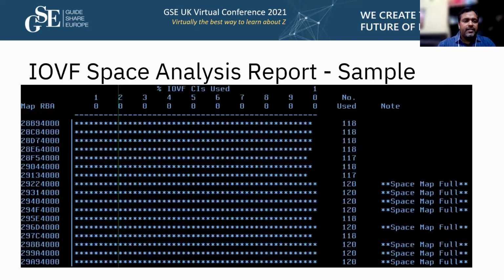Okay, this is an IOVF space analysis report. It just gives us a snapshot of how the IOVFs are being used, and we can see that almost all the IOVFs present on this snapshot are almost full, and the remaining ones are almost at the edge of getting full. So that means we are about to utilize the entire IOVF, and there is a chance that we might get a FS status code if we don't free up some space in IOVF. So next slide, please.